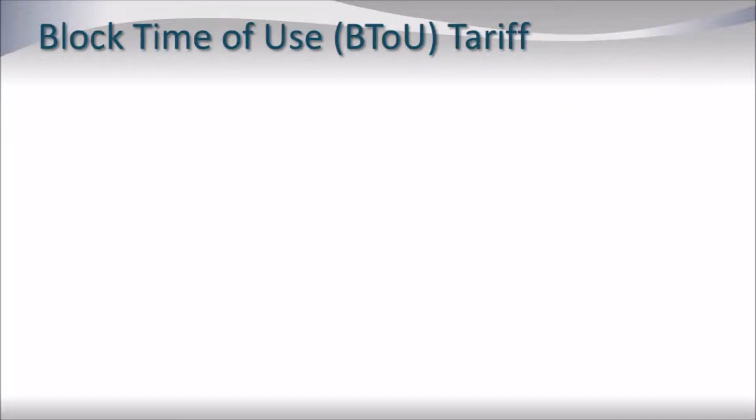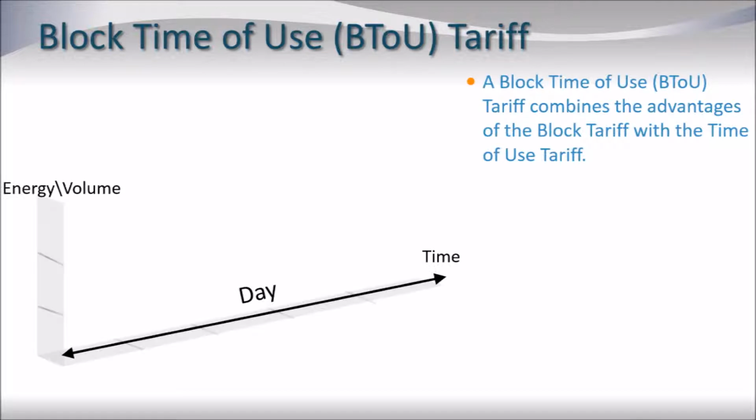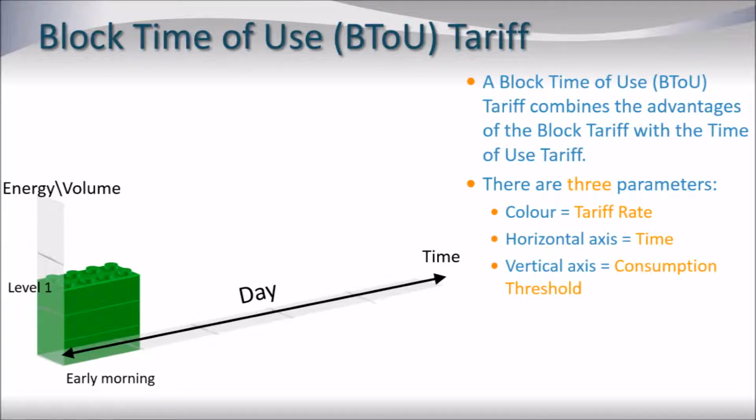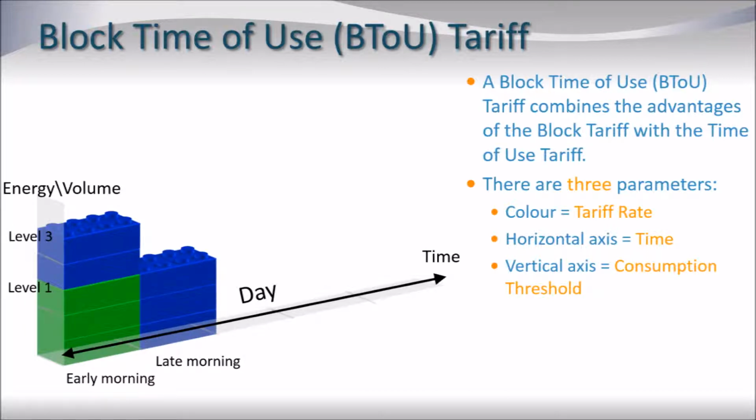A block time of use tariff combines the advantages of the block tariff with the time of use tariff. So now there are three parameters. I've represented the tariff rate with color, the horizontal or x-axis is time, and the vertical or y-axis is the consumption threshold. So once again, using our Lego blocks, we can see that in the early morning period there is first of all an off-peak rate, followed by a standard rate at the higher levels. In late morning, the standard rate applies first of all, followed by a peak rate.